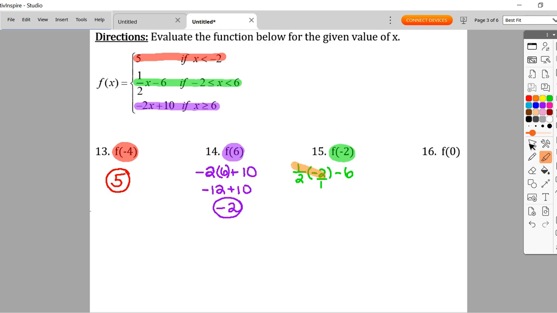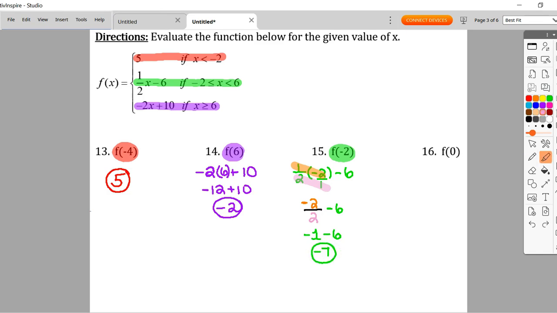1 times negative 2 is negative 2. And straight across the bottom of my fraction, 2 times 1 is 2. And then I subtract 6. From here, I divide negative 2 by 2, which is going to be negative 1, subtracted by 6, which is going to be negative 7.